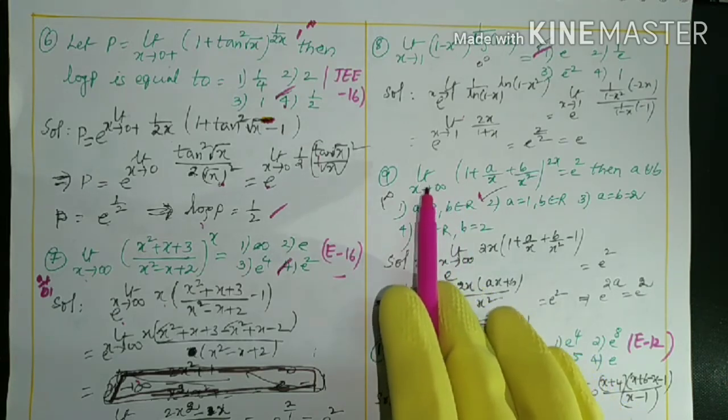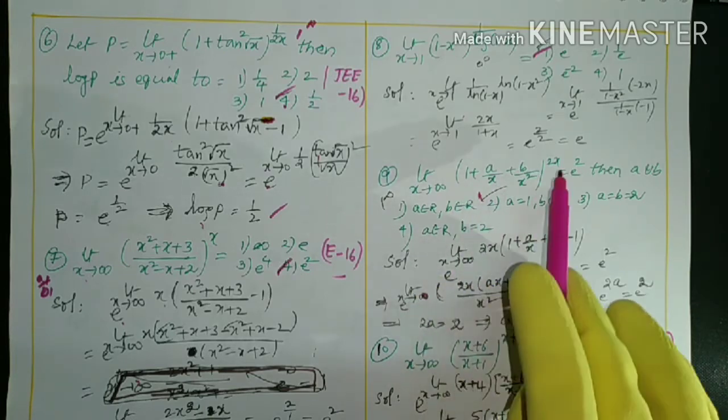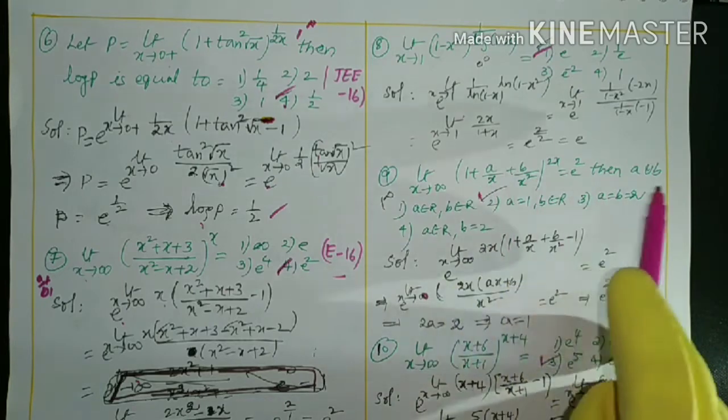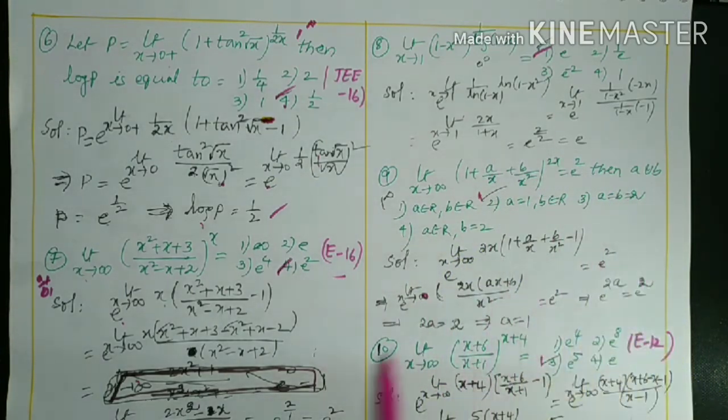Limit, what is the given question here? Limit of (1 + a/x + b/x²) raised to the power 2x, as x tends to infinity, is given as e². Here you can observe that there are a and b, some unknown values. You can find them out. What are those? We'll solve and get them.